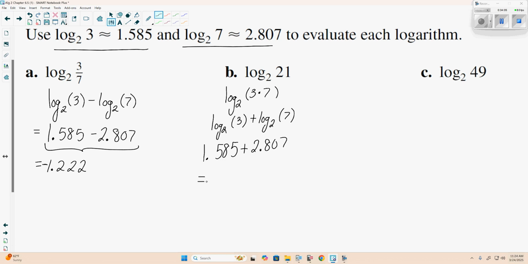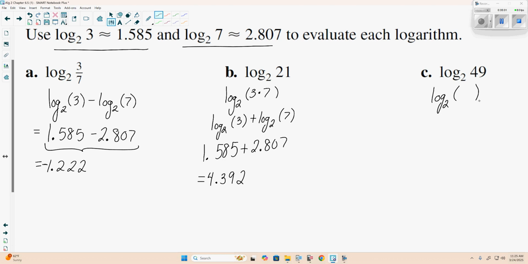And we know what log base 2 of 3 is approximately. They gave it to us, 1.585. They gave us approximately log base 2 of 7, 2.807. Now we just need to add these two together. And log base 2 of 21 is approximately 4.392. Questions on A or B? Let's look at C, log base 2 of 49.